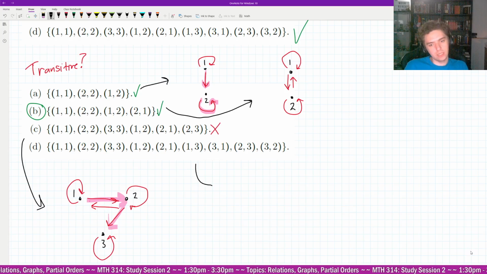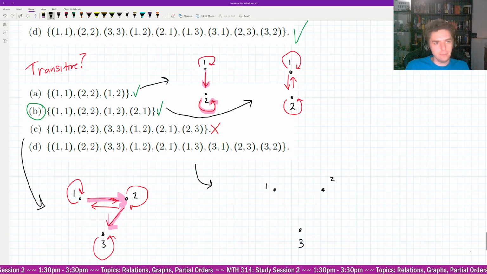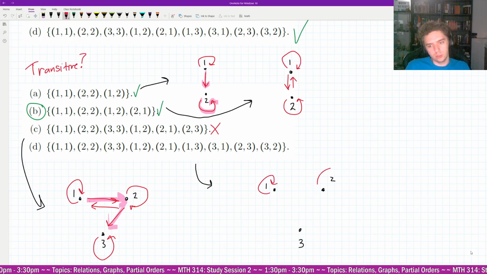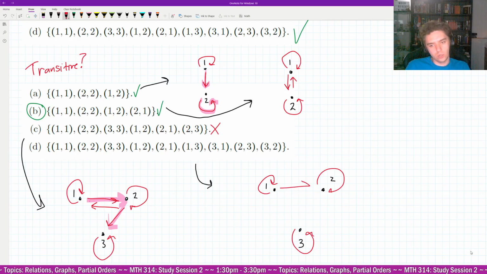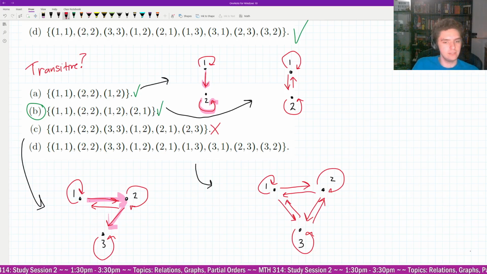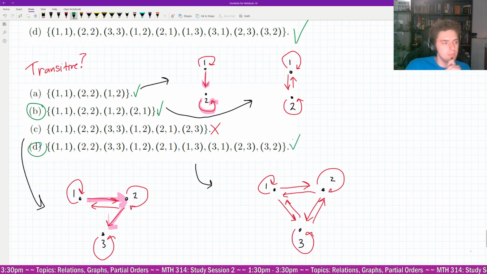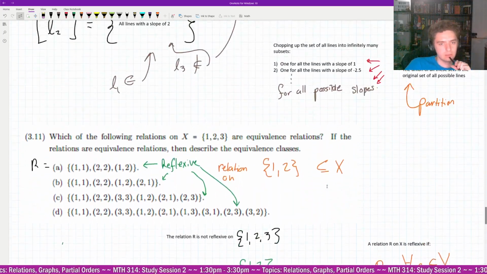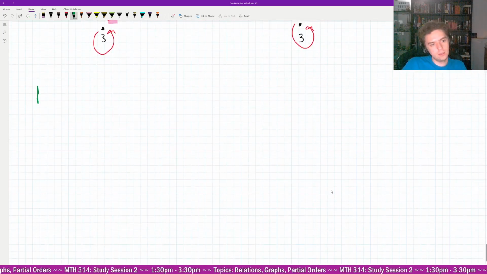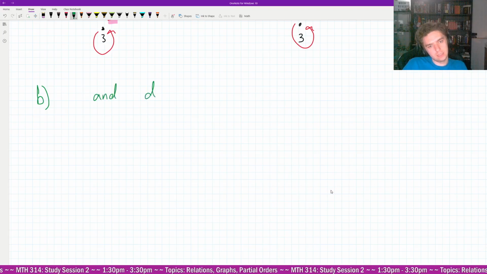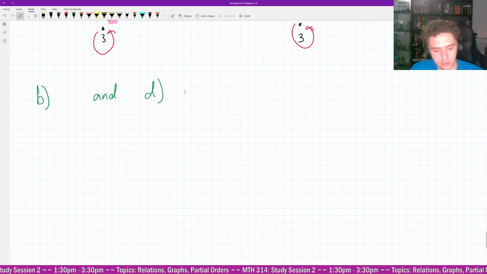Great, and then this last one here is just the same thing. So I have 1, 2, 3. So 1 to 1, 2 to 2, 3 to 3, 1 to 2, 2 to 1, 1 to 3, 3 to 1, 2 to 3, 3 to 2. There we go. Is this one transitive? Yep, it's transitive. Exactly. So B and D are both equivalence relations.